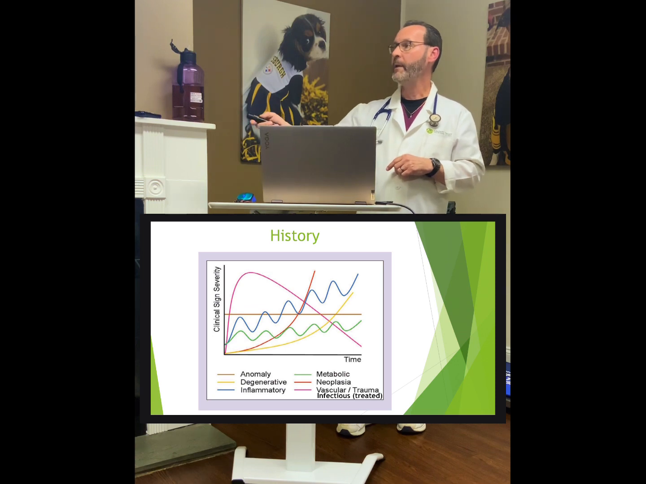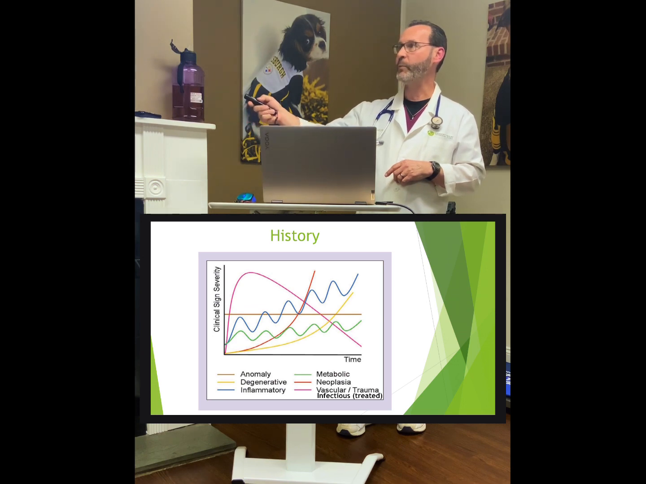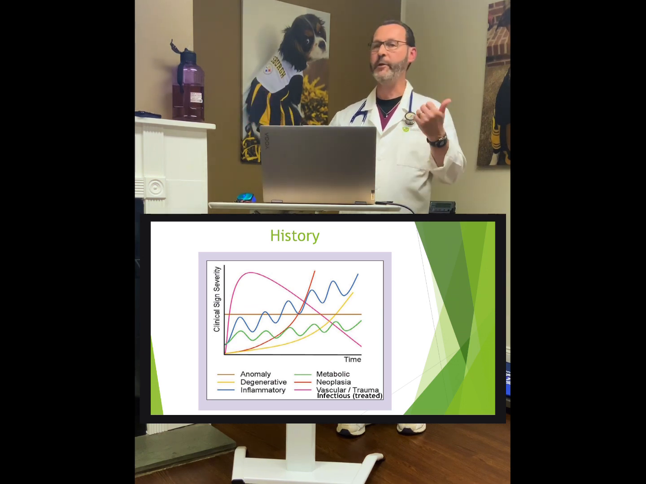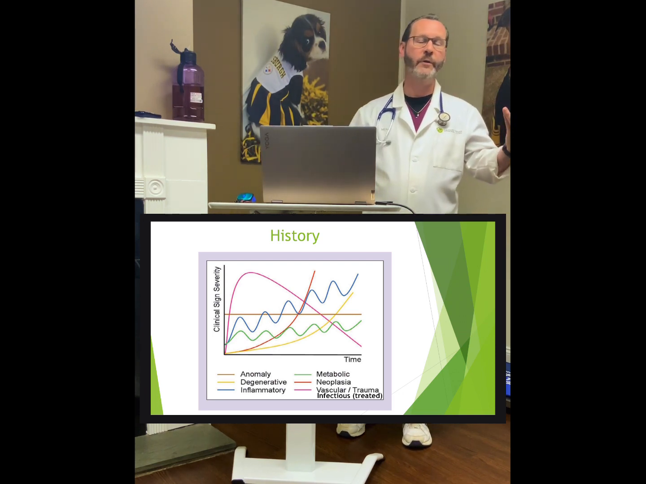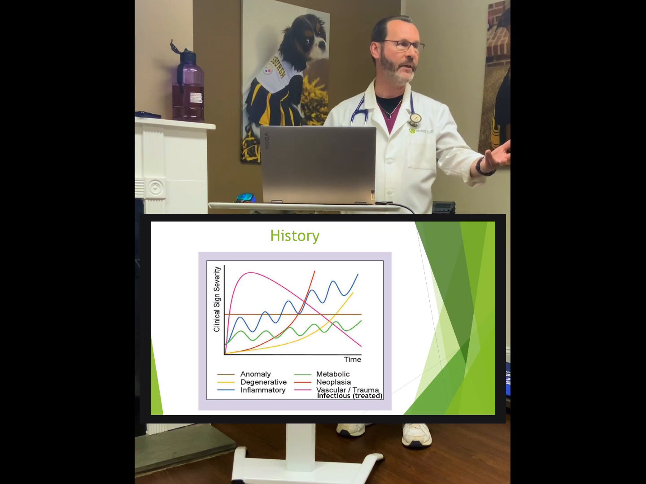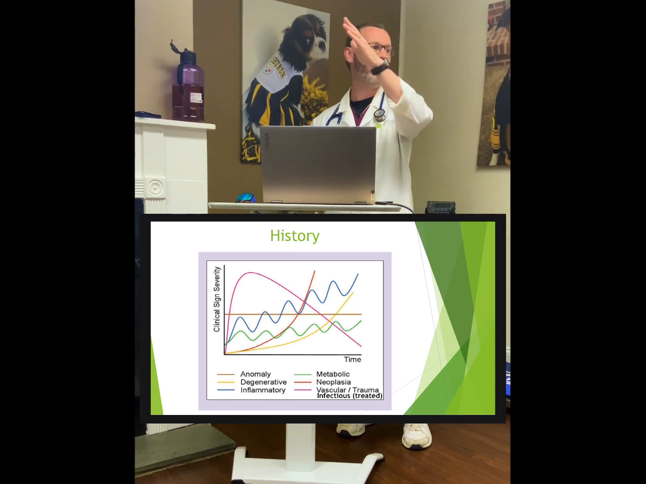Okay. Now you also have these curves here. These I grouped together as well, where you have a slow abnormality that over time gets worse and worse and worse. Okay. These are going to be your neoplastic processes or your degenerative processes, so your brain tumors, or your degenerative myelopathies. They're going to start mild and then get worse and worse over time.